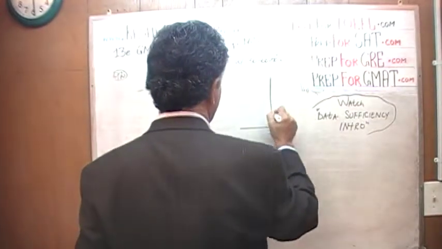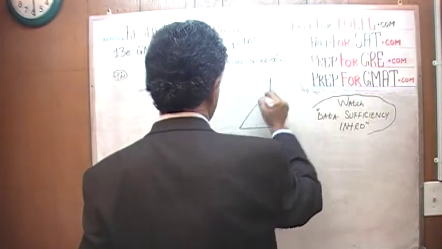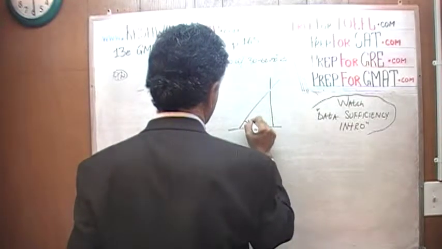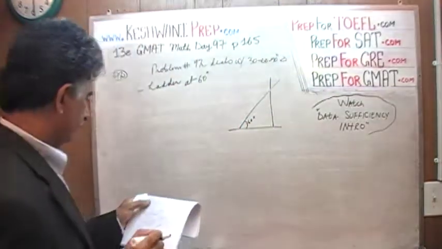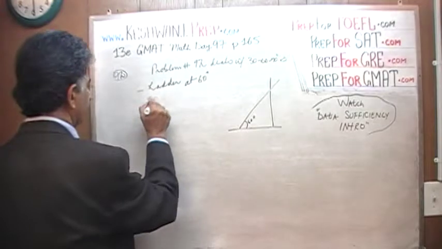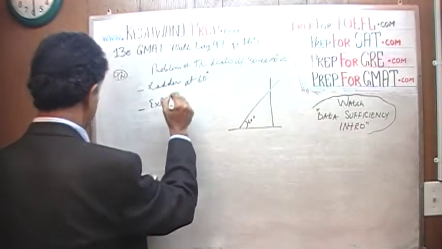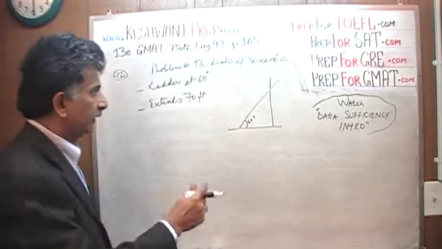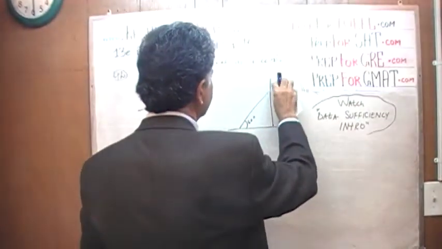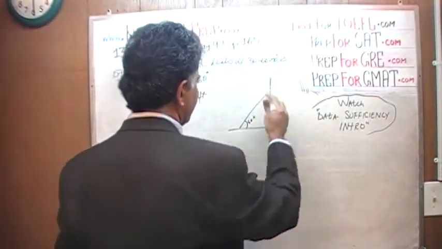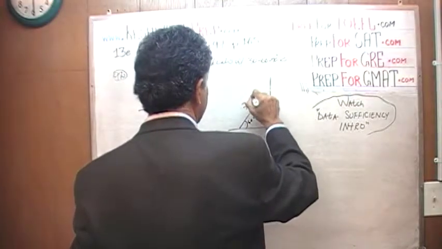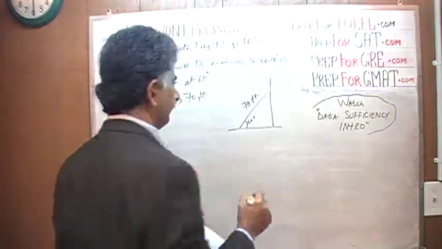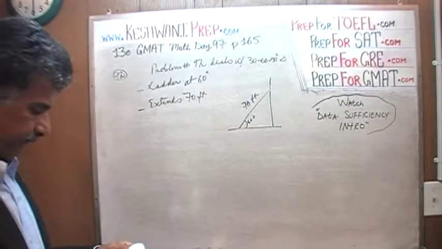So here's your ladder. We are told that it's sitting at 60 degrees, and it extends 70 feet. When you extend the ladder, it's not going to go beyond the wall, obviously. Once you extend the ladder, it happens to be 70 feet. That's the length of the ladder.